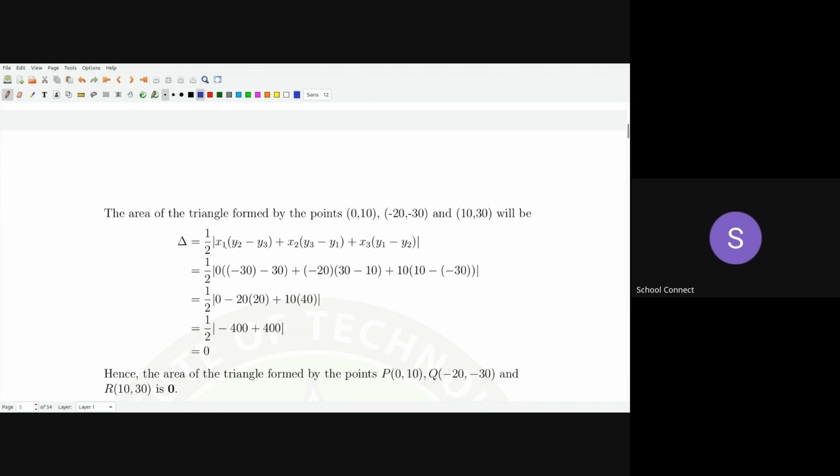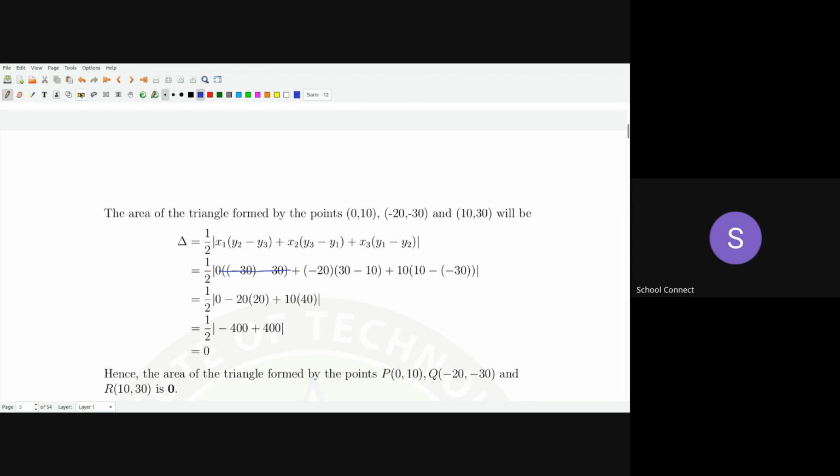So x1 we have taken as 0. So 0 times anything is 0. You don't have to bother about this term. This is gone. This will be 0 only. Now x2 is minus 20, y3 is 30, y1 is 10. So minus 20 times 20 is minus 400. And x3 is 10, y1 is 10, minus y2 is minus 30. So 10 minus of minus 30, again 40 times 10 is 400. So minus 400 plus 400 is 0.